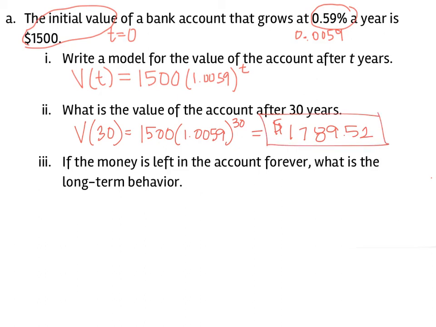And then 3 is really asking us for an end behavior. It says if the money is left in the account forever, so think of this as our time approaches infinity, what is the long-term behavior of the account? So the limit of our function, as t gets really big, well, it's going to just continue to grow, right? So it's going to approach infinity dollars, which sounds pretty good.